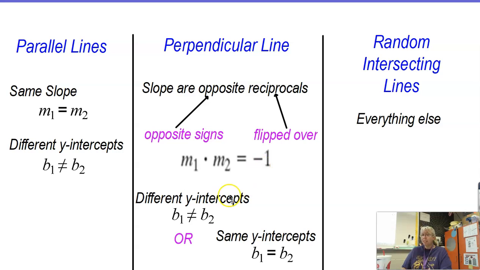So when I look at the slopes, they can have the same y-intercepts or they can have different y-intercepts. It doesn't matter. It only matters that the slopes multiply to get -1. And then if neither of those things happen, they are just randomly intersecting lines.